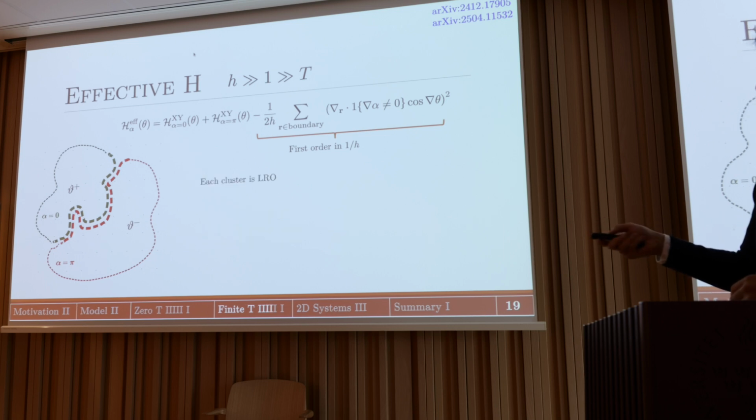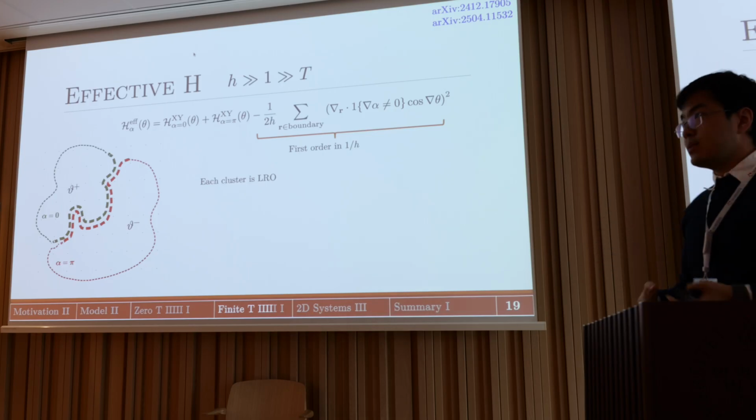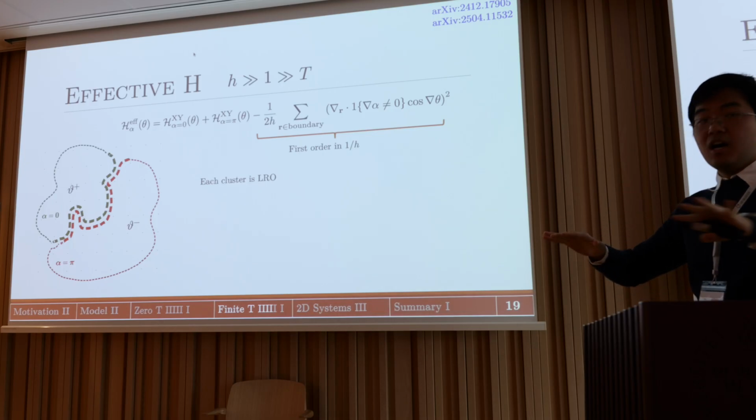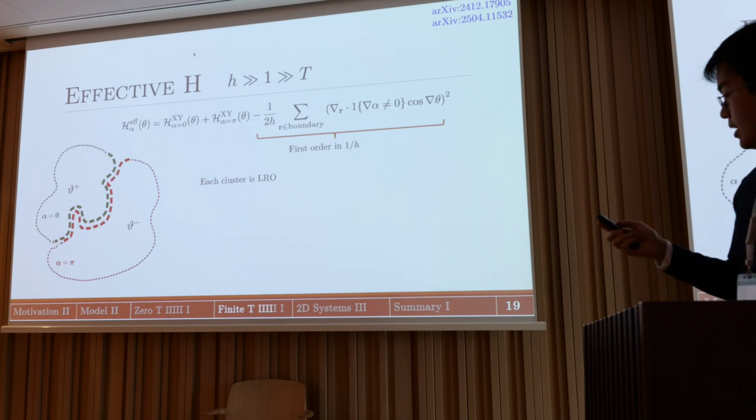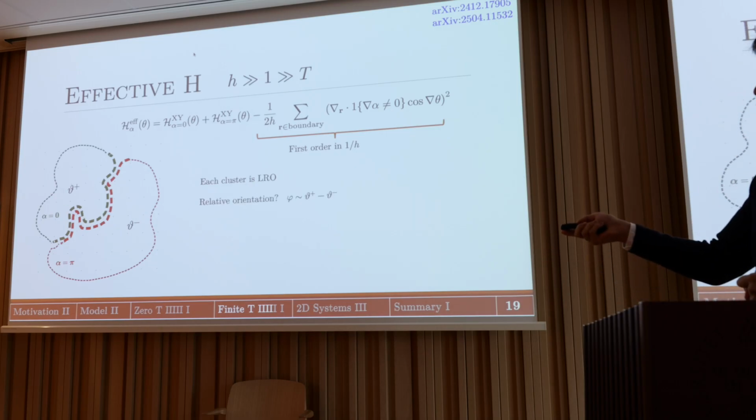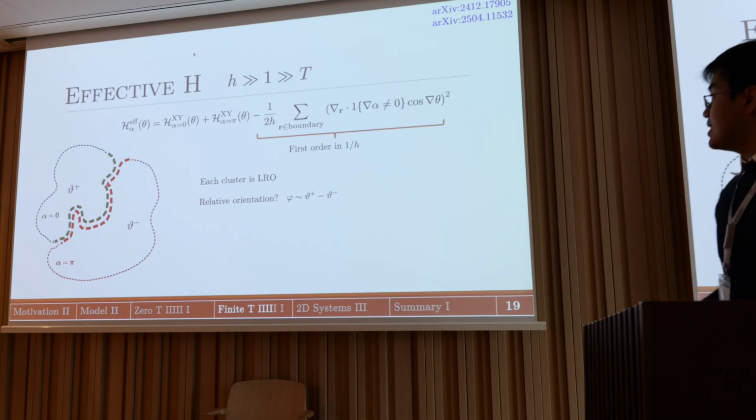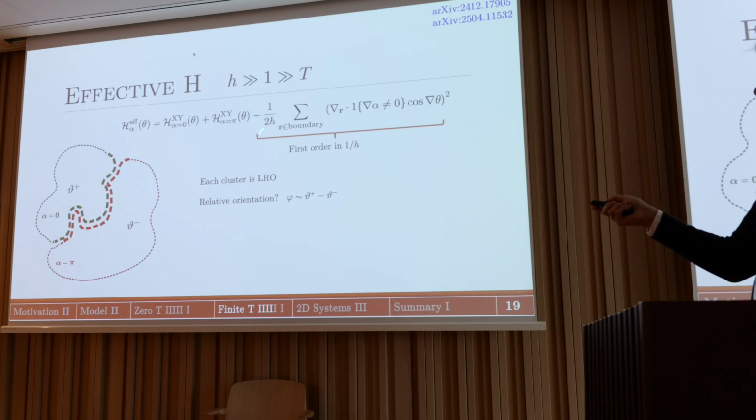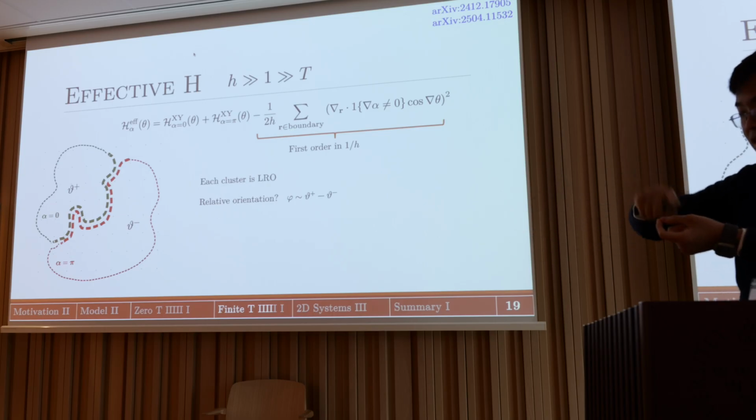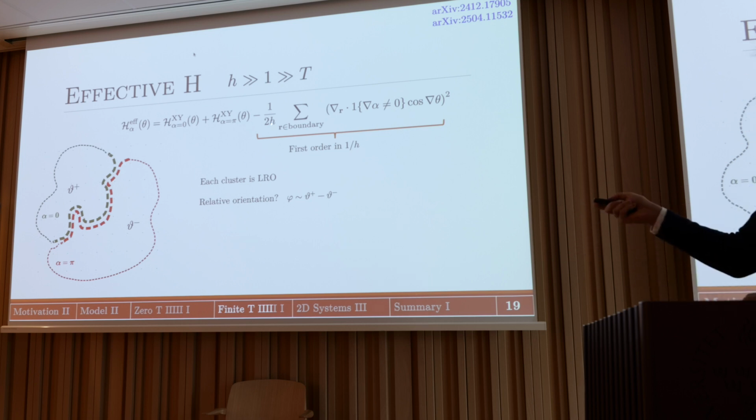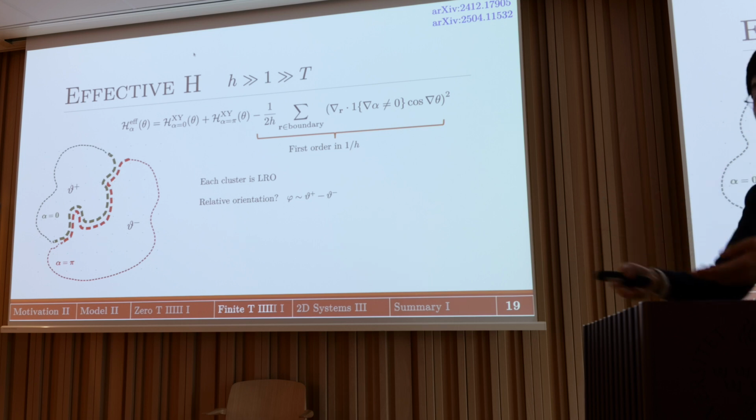Okay, so with that understanding, I can now assume that basically each cluster is long-range ordered at low enough temperatures. So what about the relative orientation between the two clusters? Well, that's where the first order term comes in. What this first order term really tells you is that it only cares about the change in the average phase across different clusters. So basically, this R equals boundaries. That's what I'm trying to tell you. So that means it only couples to the relative orientation.